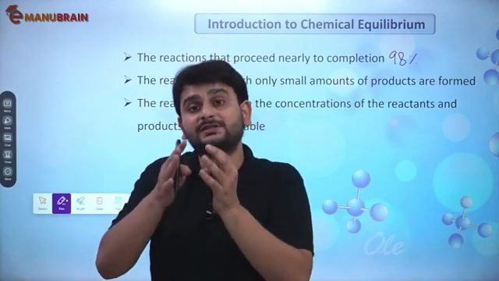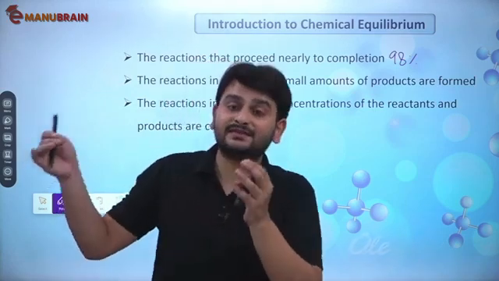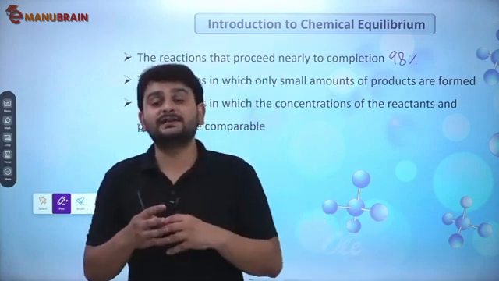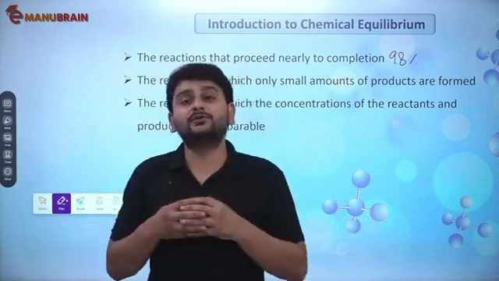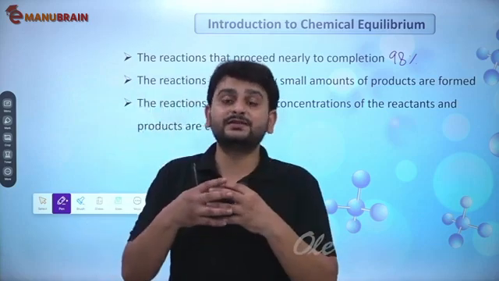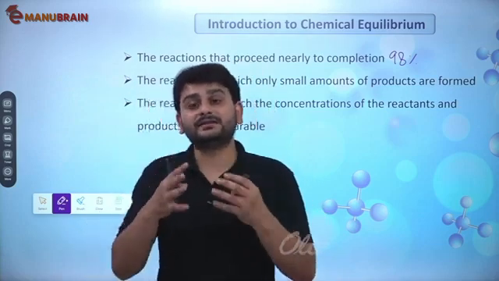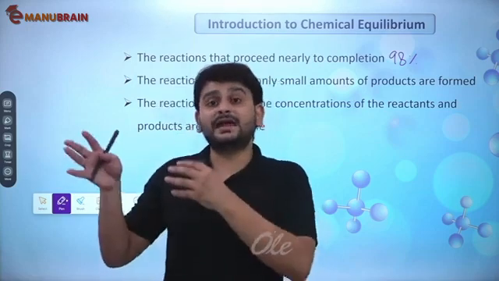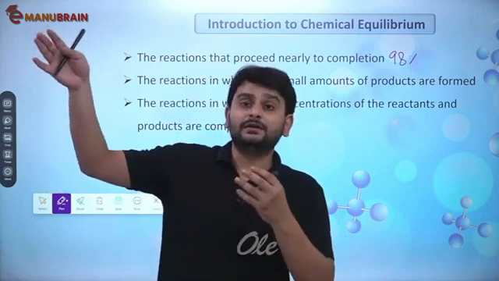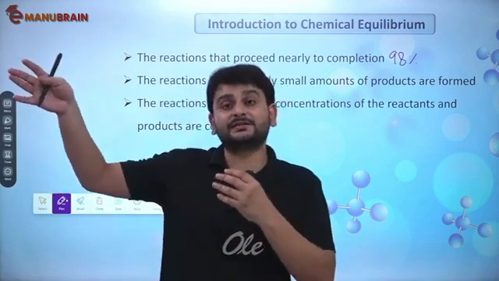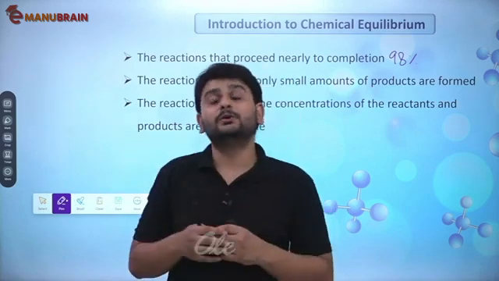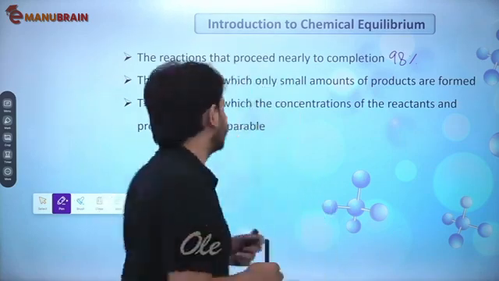Still, the tendency to go forward is the same as the tendency to go backward. So when the original reactants have become less, there will be a lesser number of collisions. When a lesser number of collisions are happening, there will be a lesser chance of chemical reaction happening in the forward direction. Still, it is as much, after 98%, as the tendency to go backward, that is products reacting to form the original reactants. I hope you understand this, guys.